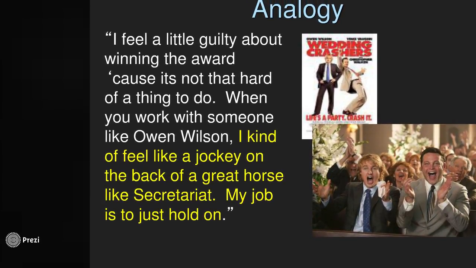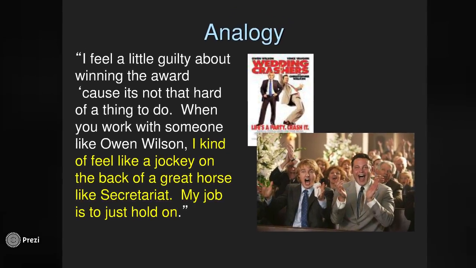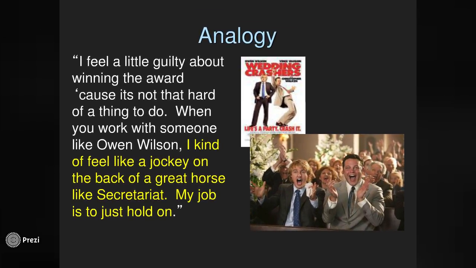Vince Vaughn, line about Owen Wilson, feel guilty about winning the award because it's not that hard of a thing to do. When you work with someone like Owen Wilson, you kind of feel like a jockey on the back of a great horse like Secretariat. My job is to simply hold on and let it go. Vince Vaughn says this about Owen Wilson because Vince Vaughn won, I think it was like a People's Choice Award. I don't remember if it was for Wedding Crashers or one of the other movies that they did together.